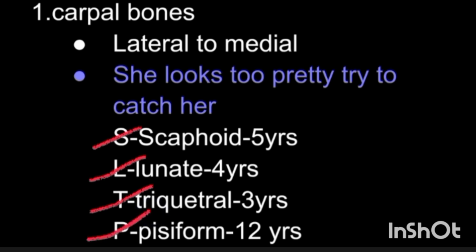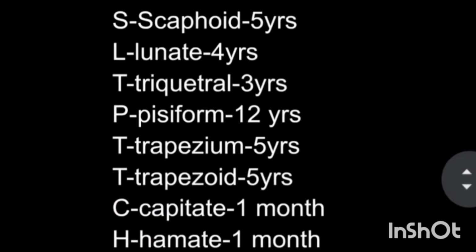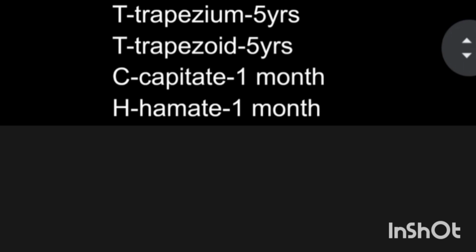Here are the years of appearance of the ossification centers. Scaphoid at 5 years, lunate at 4 years, triquetral at 3 years, and pisiform at 12 years. Let us make it easy. Next, T for trapezium, T for trapezoid, C for capitate, H for hamate. And their ossification centers are 5 years, 5 years, 1 month, and 1 month.